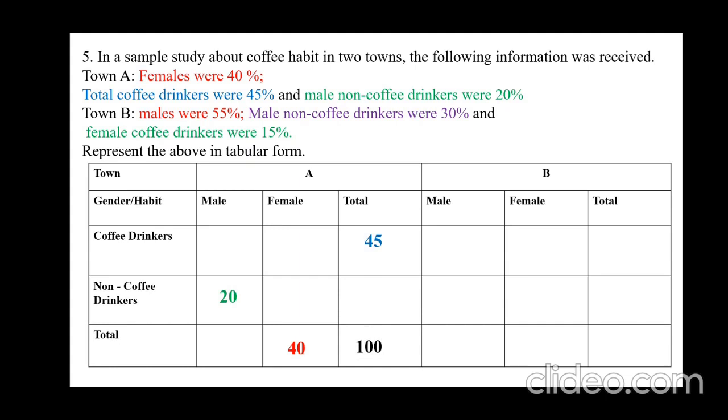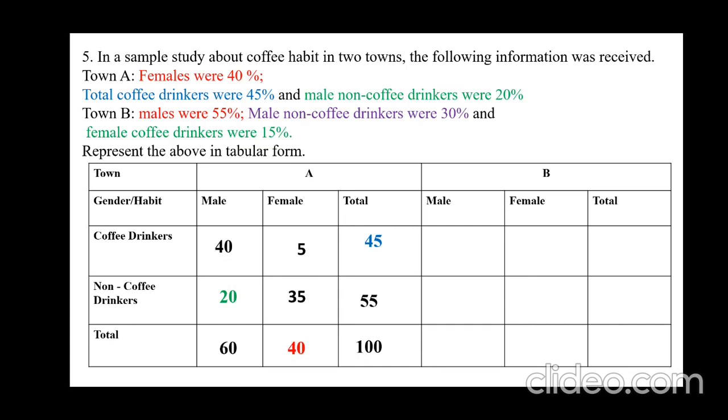See that? What are the ways of filling? 100 minus 45. Here 100 minus 40. Whichever known value, the unknown value you can find out from the total. Then 60 minus 20. Here 45 minus 40. Here 40 minus 5, 35. However, you can find it out.